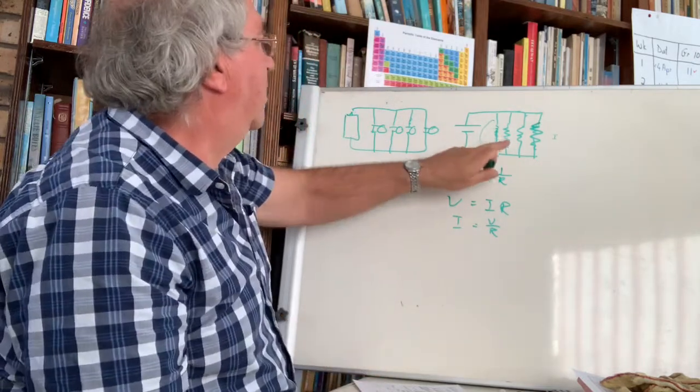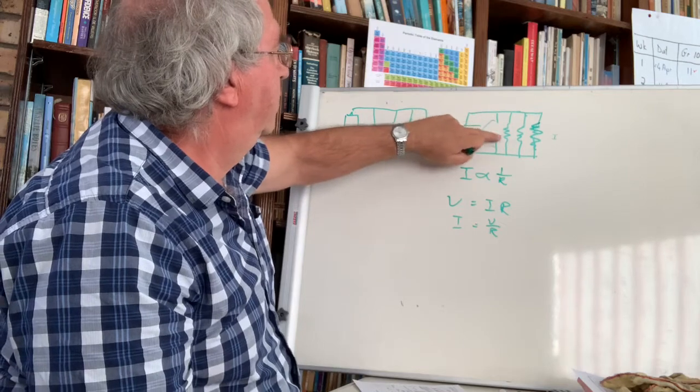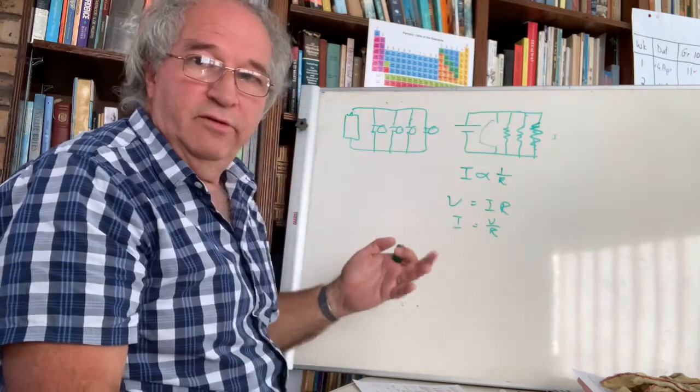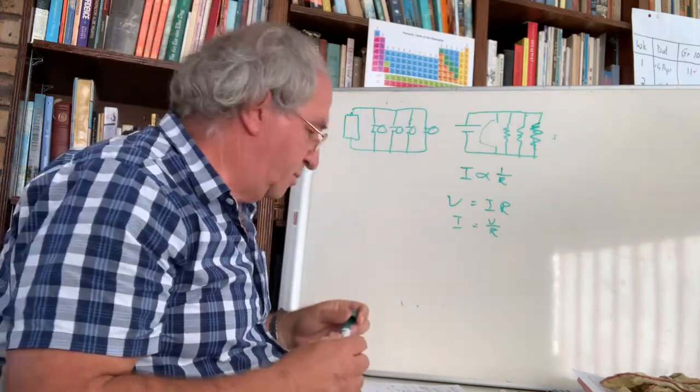If one of these branches breaks, then electricity will still flow. The current will keep flowing if one of those branches is destroyed.